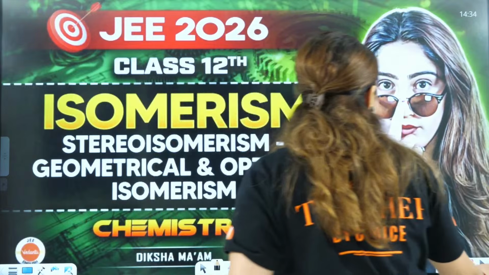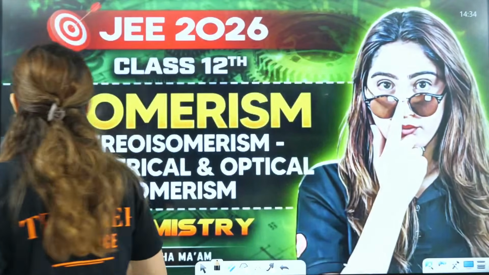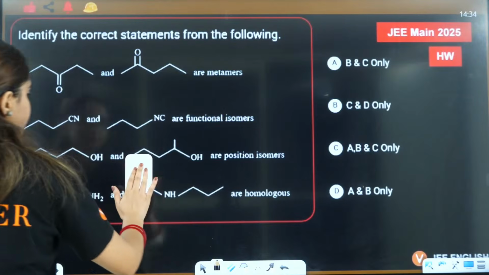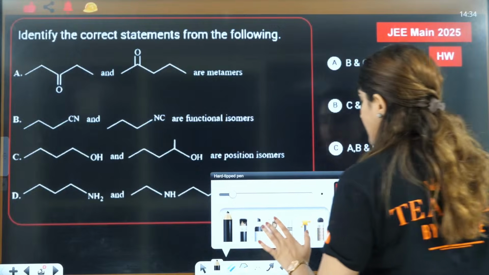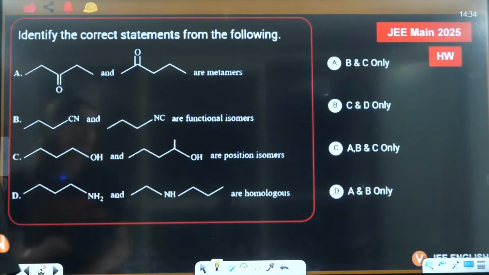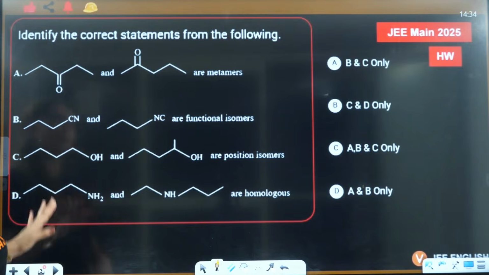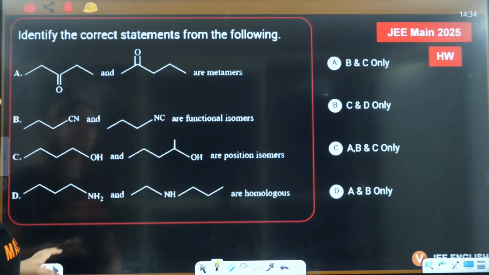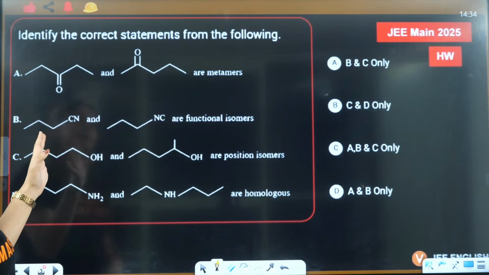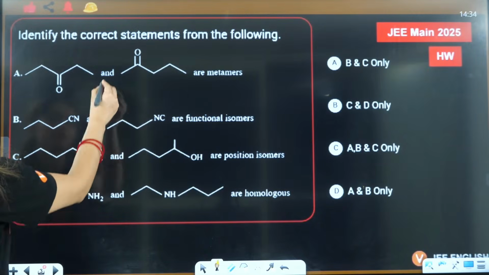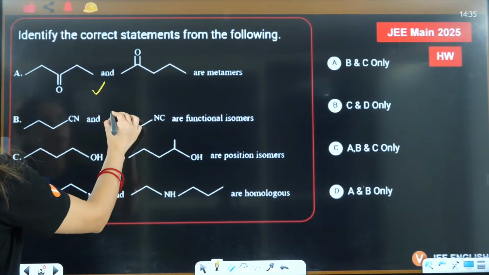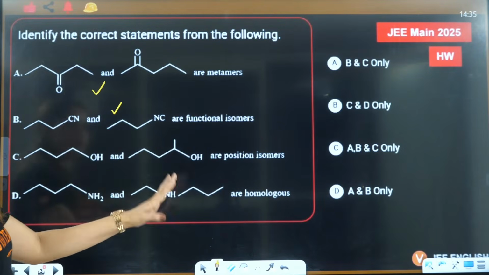So let us see the homework. This was the question that I gave you. Here D is going to be the correct answer. The question was: identify the correct statements from the following. Statements 1 and 2 are metamers of each other. That is true. Then this and this are functional isomers. That is also true. This and this are position isomers.